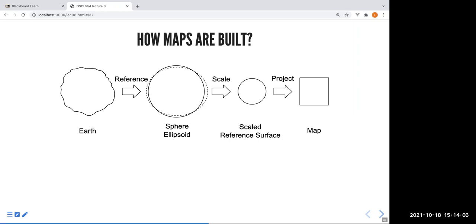So the way you do it is in 2 steps. The first step is to basically understand how you model Earth. And once you have this simplified model, which we're going to see is good for certain areas depending on which model you use, then you do the second step, that is to basically scale and project in 2D.